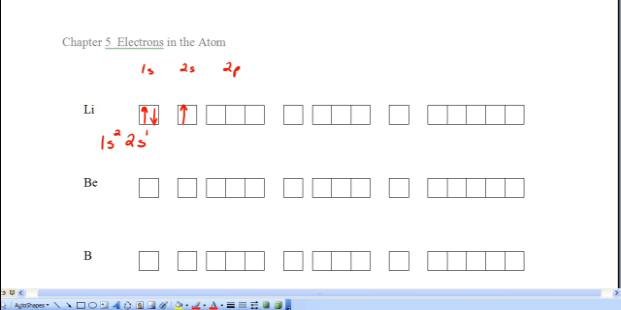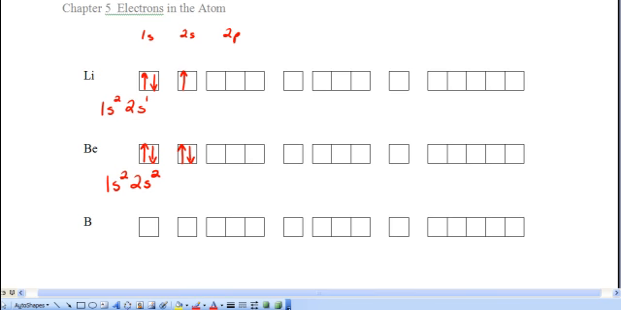Let's try beryllium. Beryllium is the fourth element. It has four electrons. You're going to put 1, 2 in the 1s. You're going to put 1, 2, the third and the fourth electron, in the 2s. Now you're out of electrons. Beryllium's electron configuration is 1s2, 2s2. Maybe you see the pattern here.